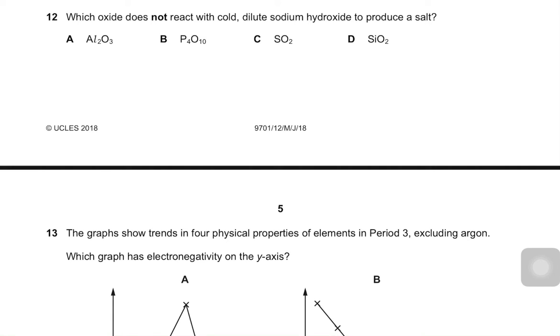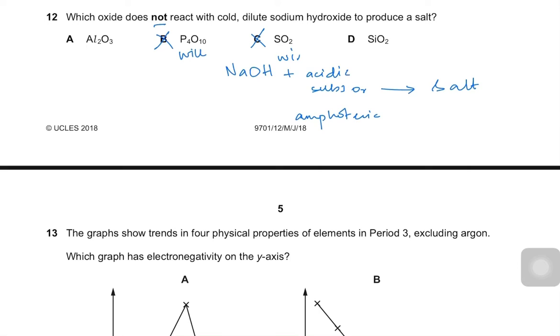Which oxide does not react with cold dilute sodium hydroxide to produce a salt? Sodium hydroxide is an alkali, so it's reacting with acids and amphoteric substances. Sodium hydroxide plus acidic oxides is okay, and even amphoteric oxides is also okay. So I can have acidic oxides which are purely soluble acidic oxides. SO2 is an acidic oxide, so it can make a salt. And phosphorus 5 oxide also. So they will react. The question is asking not react. So sulfur dioxide will react, phosphorus 5 oxide will react.